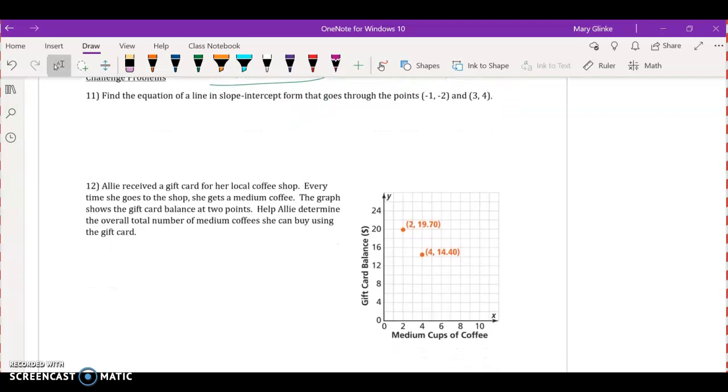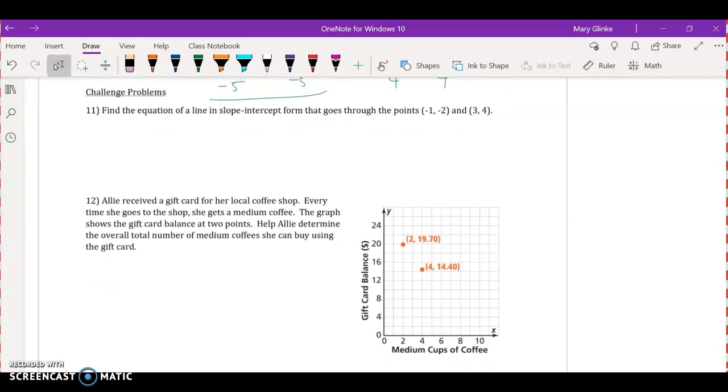So we have a couple of challenge problems here. We want to write the equation of the line that goes through those 2 points. So it has to be in slope-intercept form. We need to know 2 things, m and b. Now we don't know either one. So we're going to use our slope formula to find our m value: y2 minus y1 over x2 minus x1. Now when we do minus a negative, that double negative turns it into a positive. So 4 plus 2 is 6, and 3 plus 1 is 4. And that should reduce to 3/2.